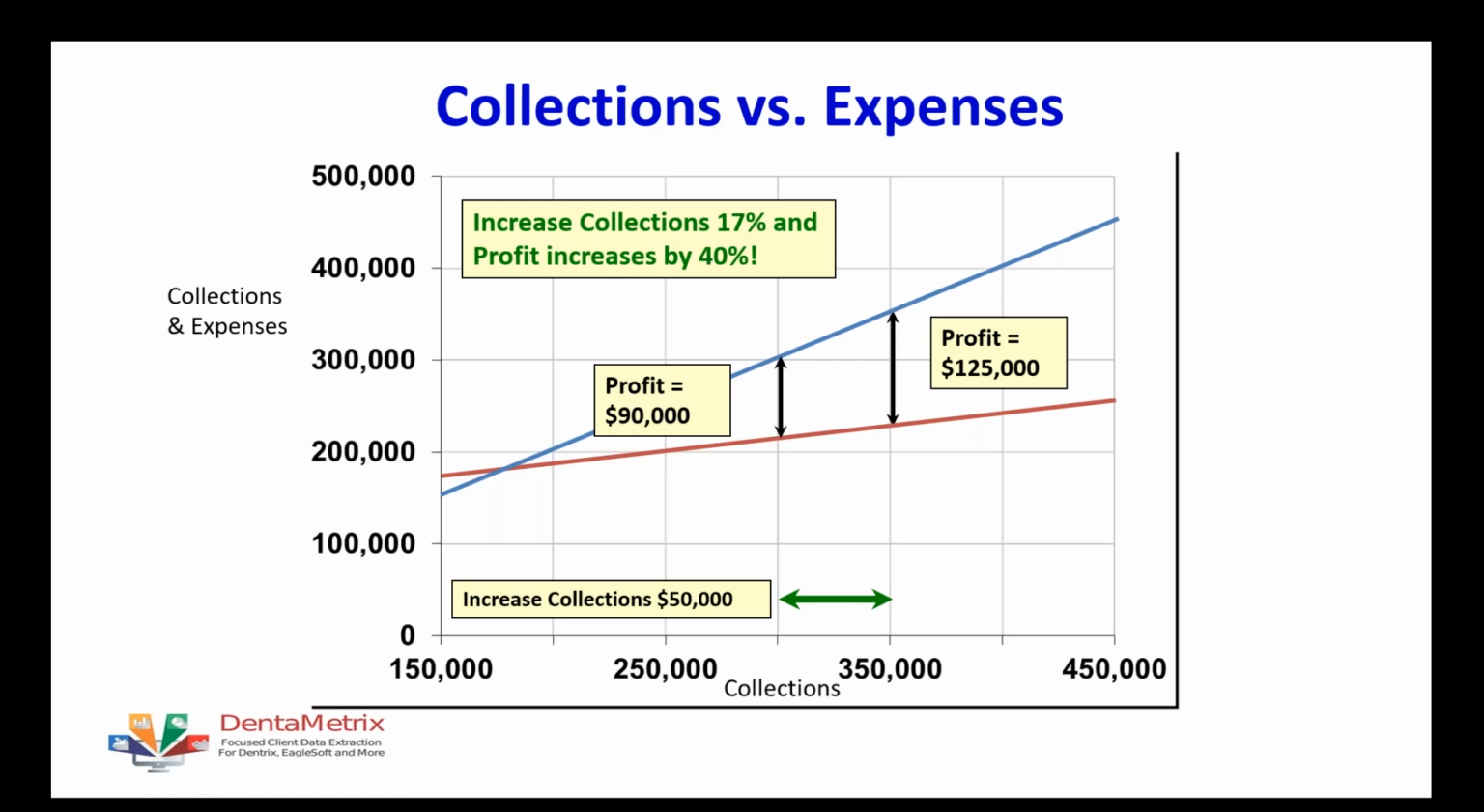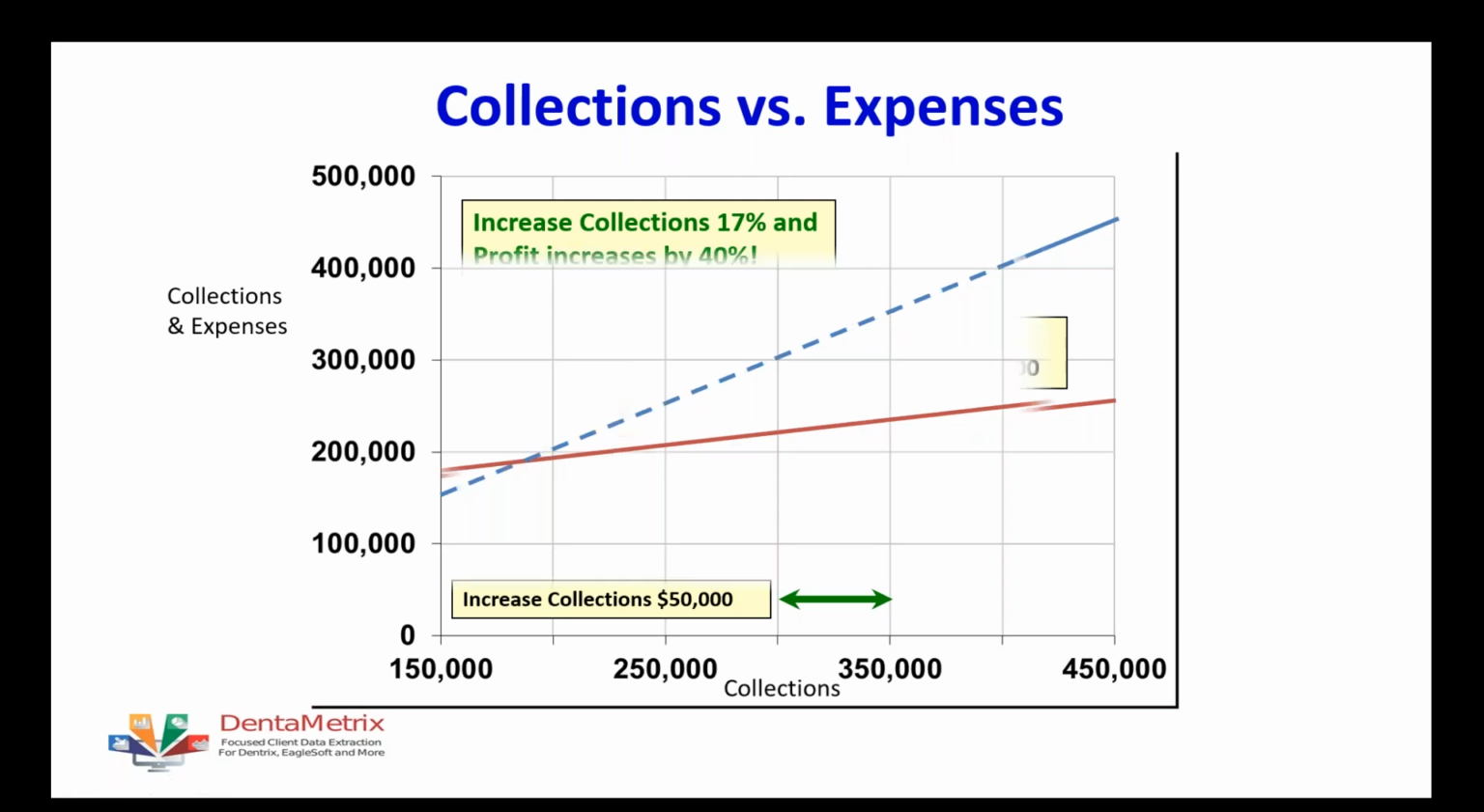That's why we always had the argument, and you've heard years and years and years, get your fees higher. If we can move that blue number up a little bit, if we could get your fees increased 17%, your profit would go up 40%. That all drops to the bottom line. And so if your collections are going up, that's a good sign. And that's why bigger is better.